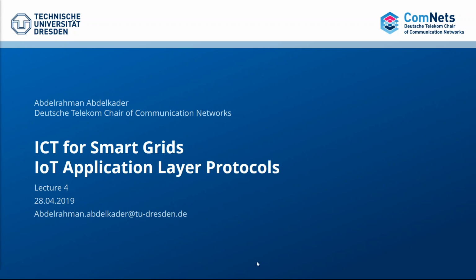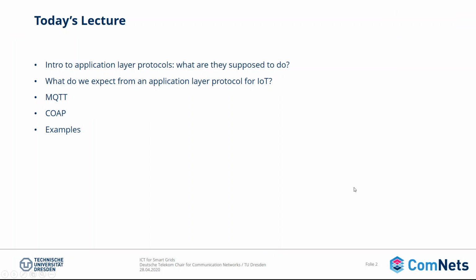And today we're going to talk about an introduction to some of the application layer protocols. We're going to explain what they do, how they work, and what exactly is expected of an application layer protocol for IoT. We're going to first talk about HTTP, which is not designed for IoT applications. Then we're going to talk about specific application layer protocols that were designed specifically for IoT applications. I'm going to give some examples on that.